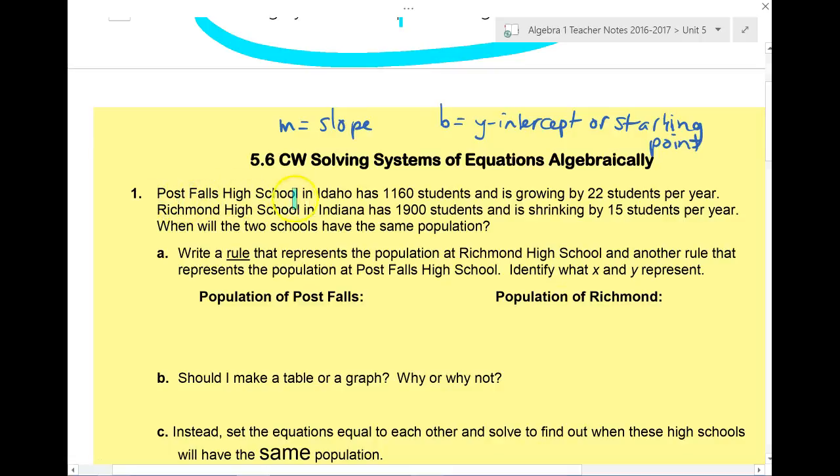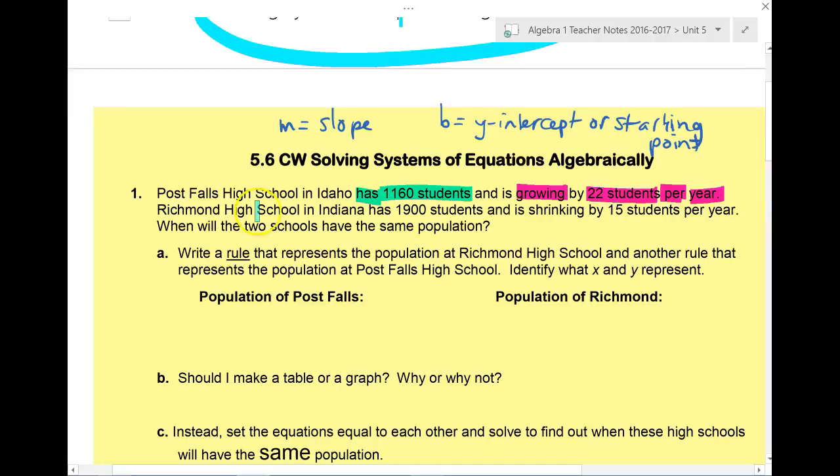Post Falls High School in Idaho has 1,160 students. "Has" is a key word that tells us this is the starting point, because we're starting with 1,160 students. Then it says it is growing by 22 students per year. Growing is another key word for the slope, and 22 students per year. Remember, per is a key word too to know that that's slope.